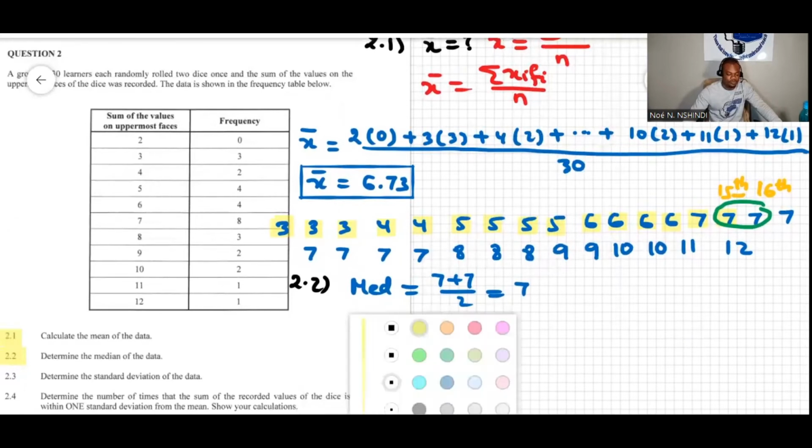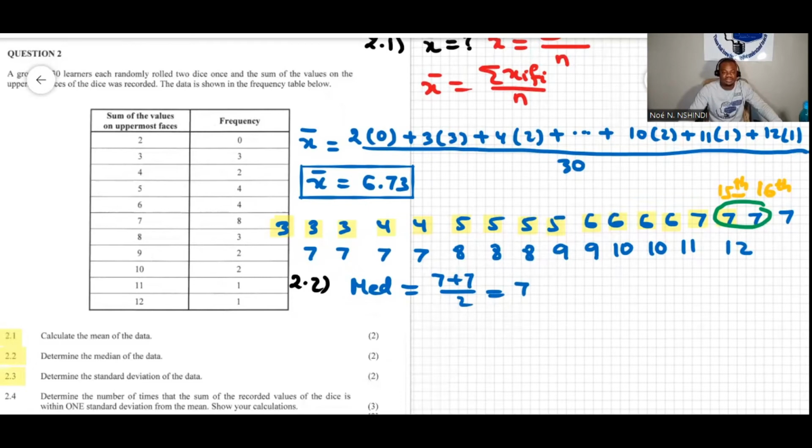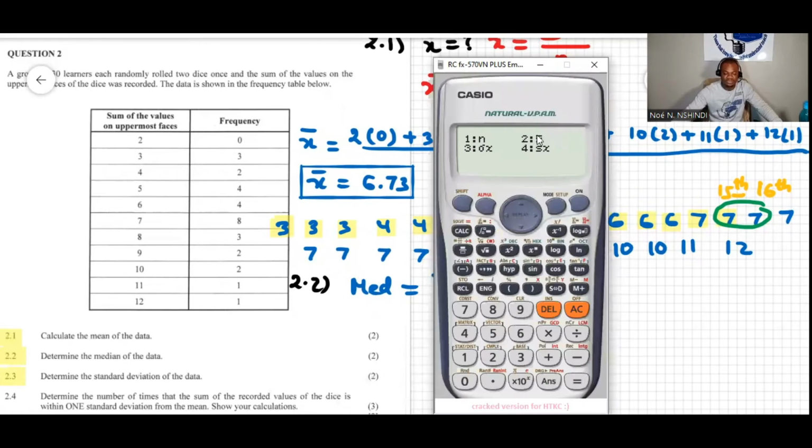Over here we're going to do question 2.3, which says determine the standard deviation. We can still use our calculator. This symbol stands for the standard deviation. We just press 3 there, as we recorded data, and then equal, and it tells us that the standard deviation is 2.26. I leave it like this because the next digit is 4, which is less than 5. So I'm just going to write the standard deviation is 2.26.